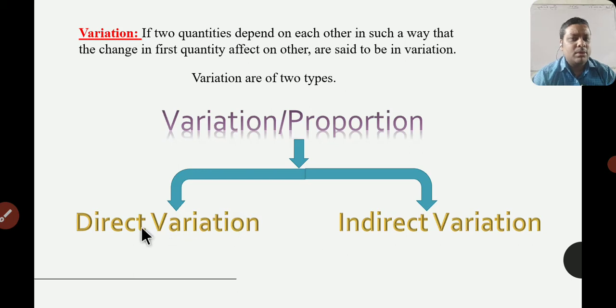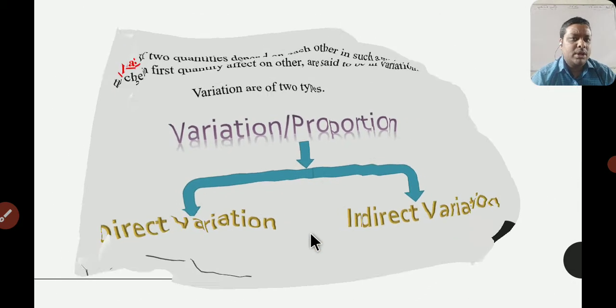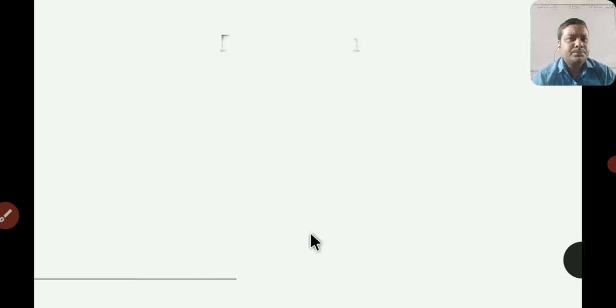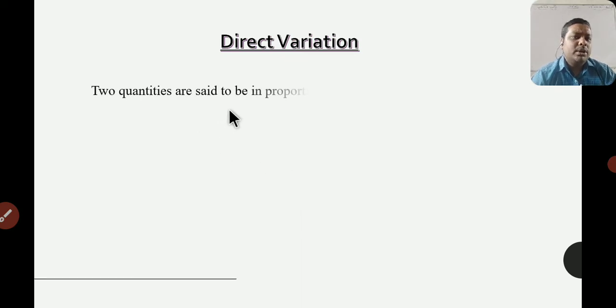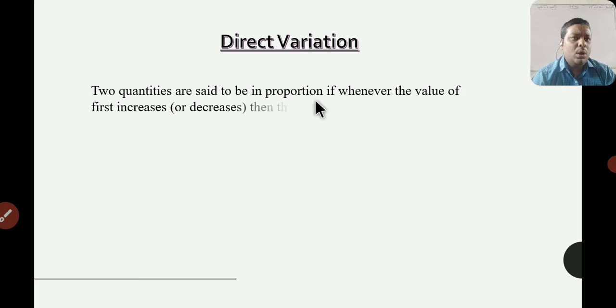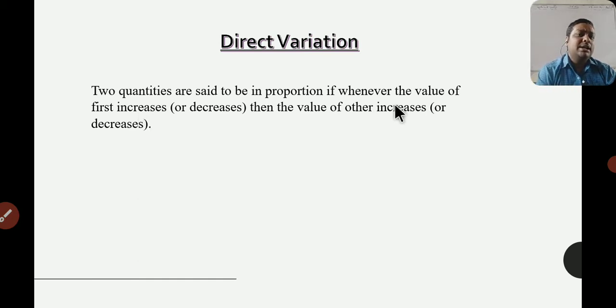So today we will discuss direct variation first. In this slide you can see direct variation. What is direct variation? Two quantities are said to be in proportion or in variation if, whenever the value of the first increases, the second also increases, or if the first quantity is decreasing, the second is also decreasing. Both the same: increasing then increasing, decreasing then decreasing. In that case we can say that it is in direct variation.